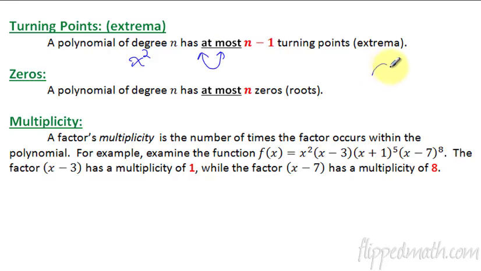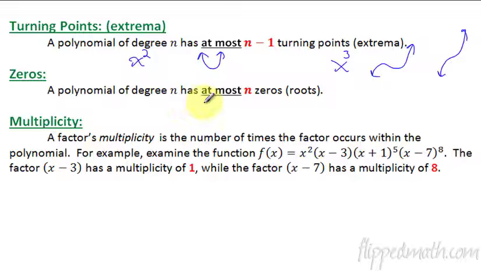Or a cubic, x cubed, x to the third, has one less than that turning points at most. So 1, 2. Now, it might not have any. For example, this is another cubic graph like that, and there are no turning points on that. It doesn't actually turn around. So it's possible it has less, but it will have at most n minus 1.